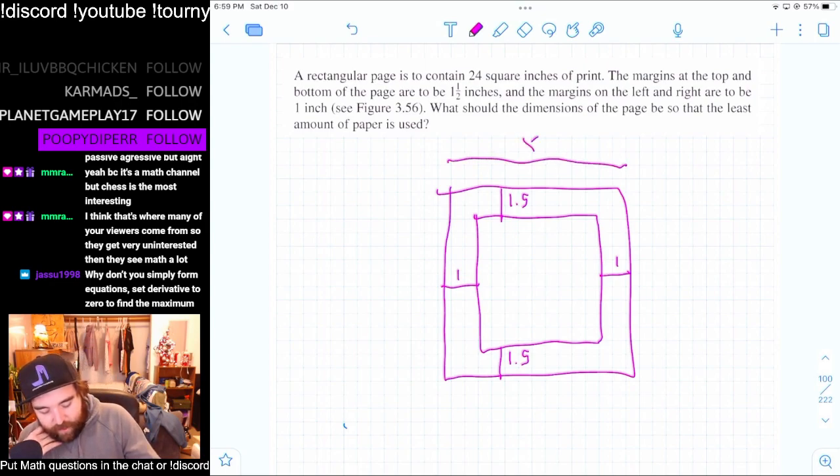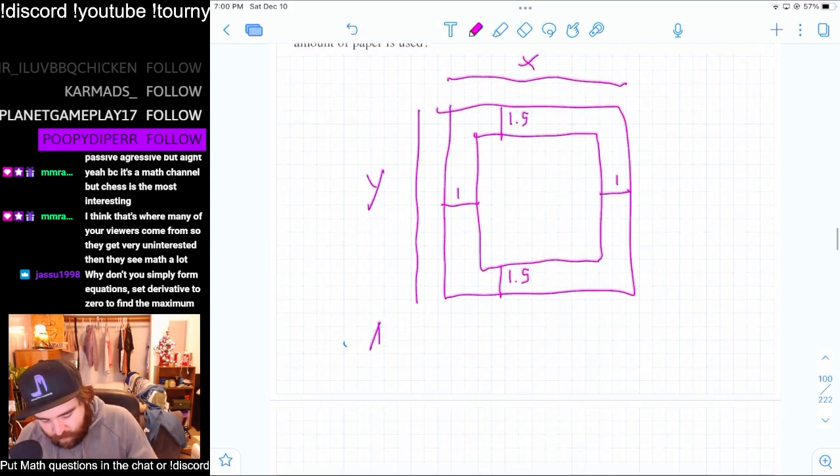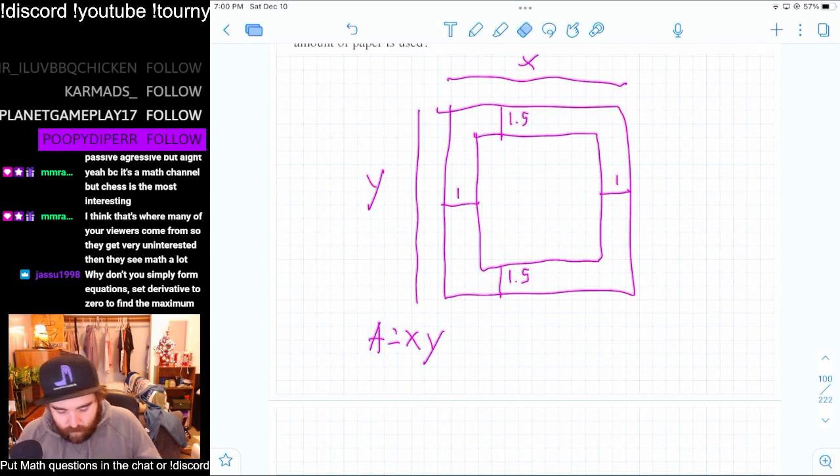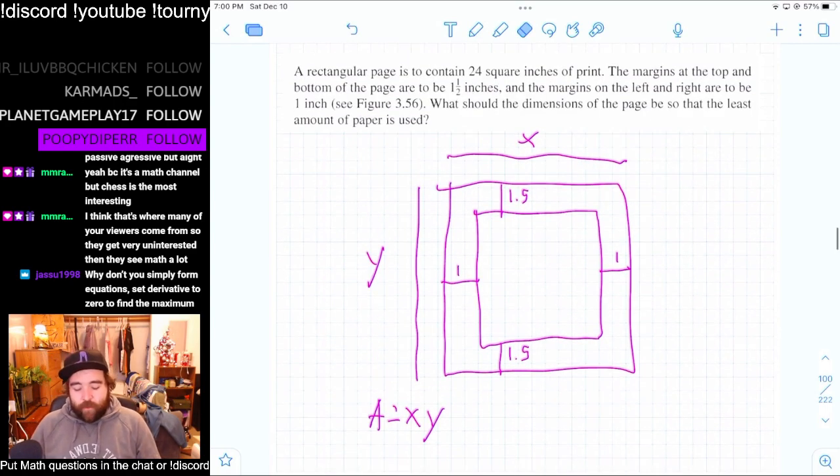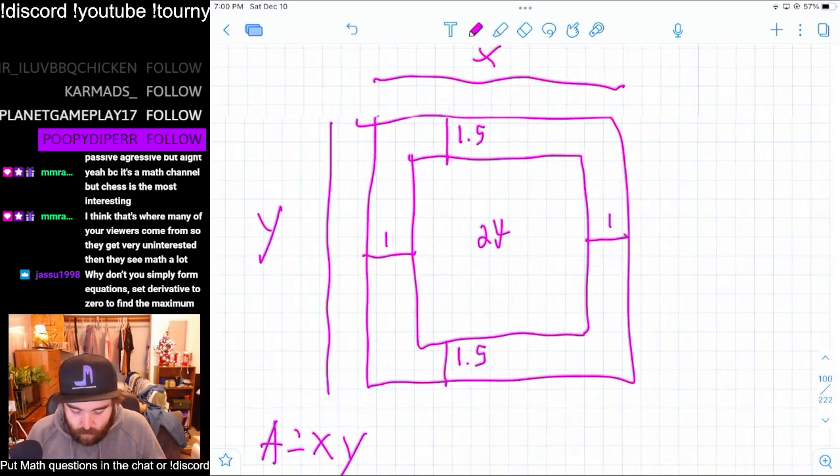So let's go, that whole thing is x, that whole thing is y. So the area that we're trying to minimize is x times y. But we've got to write the other equation so that we can make that with only one variable. That was nice about what we did on the last problem, is it already had one variable, but here we got to make it to have one variable. So let's write the equation for the inside area. So that's 24. We got to write it in terms of x and y.